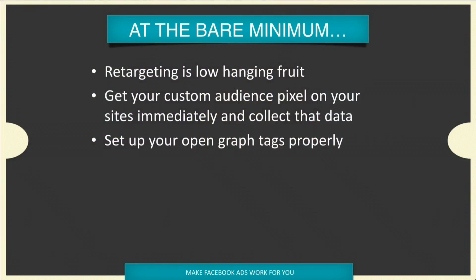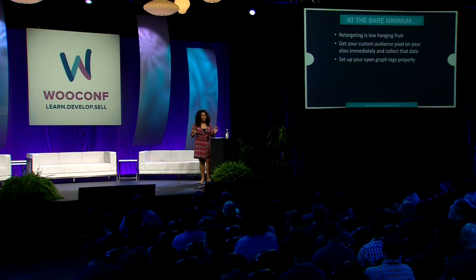So just to reiterate, get that custom audience pixel, Facebook pixel is what it's called now, on your websites immediately and start collecting that data, even if you're not sure if you want to run Facebook ads. And use a plugin to set up your open graph tags properly. That's a little thing, pretty easy to do on the WordPress platform, but it really helps set up your site properly for sharing.